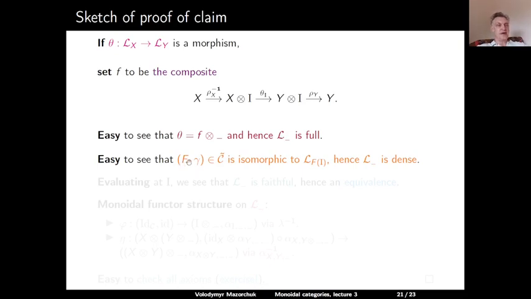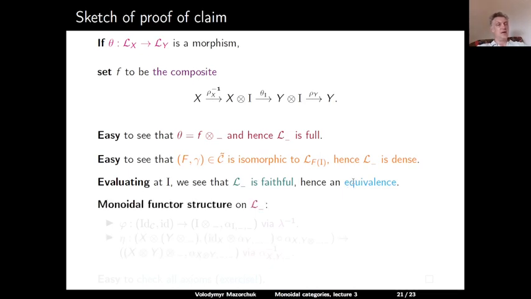Next, given a pair f comma gamma in C tilde, it is easy to check that this object is isomorphic to the object of C tilde given by left tensoring with f of the identity, which implies that our functor L is also dense, or essentially surjective. Next, evaluating at the identity object, one shows that the functor L is faithful. So it's full, dense, and faithful, and hence it is an equivalence.